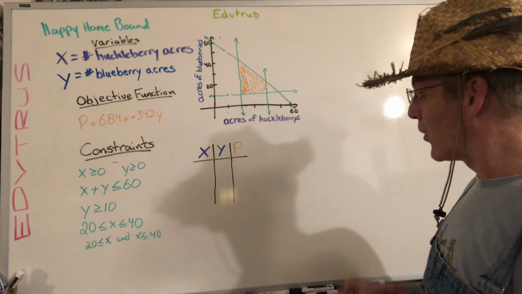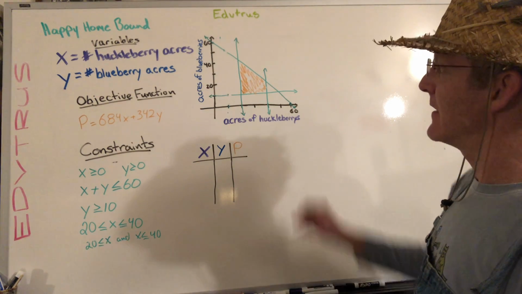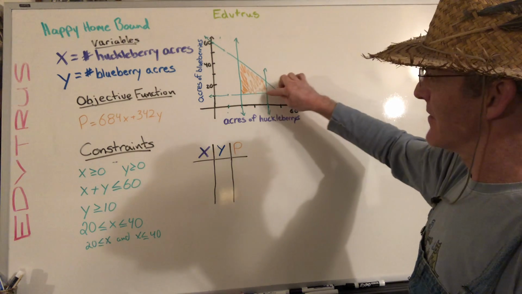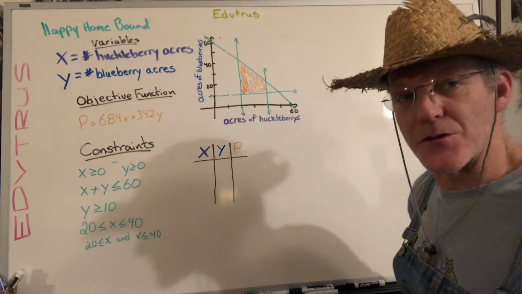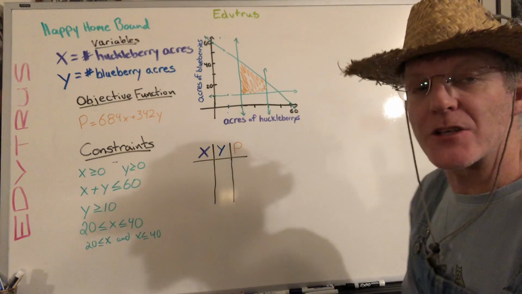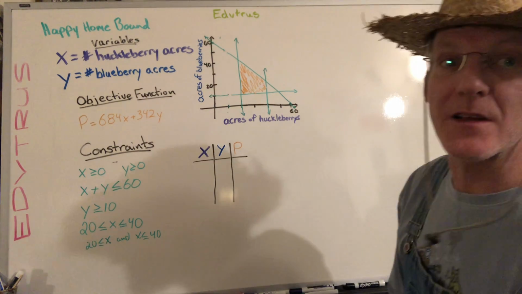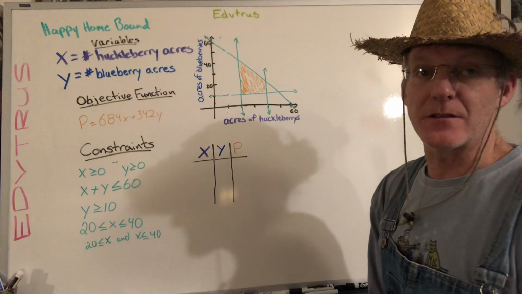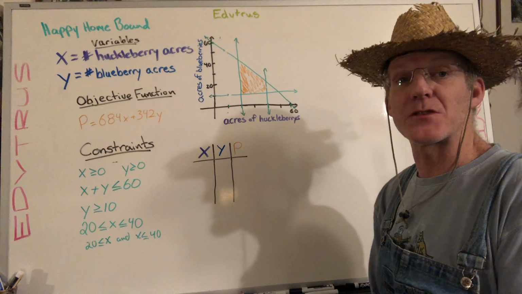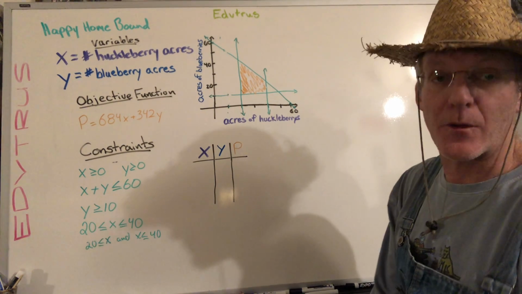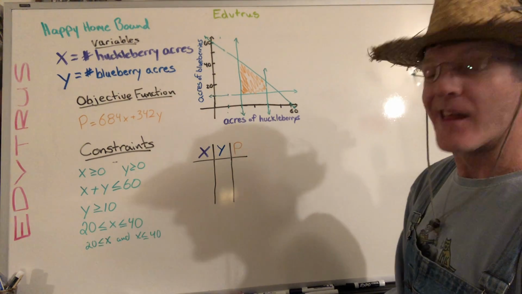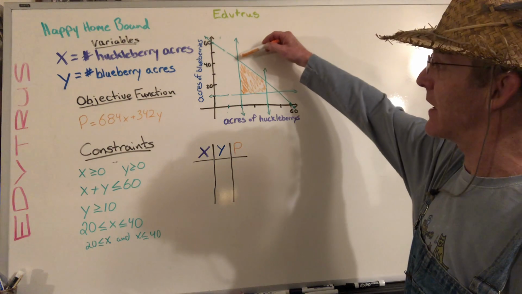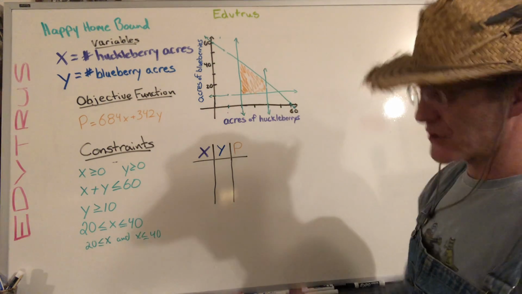Now, the corner point principle tells us that the vertices of that solution region are going to be the location where we're going to find the maximum as well as the minimum for our objective function. Now, in this case, we're mostly interested in the maximum because we want to maximize our profit for the farm. So the next thing we have to do is identify where these vertices actually are.